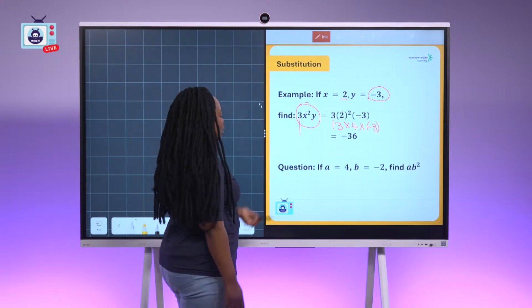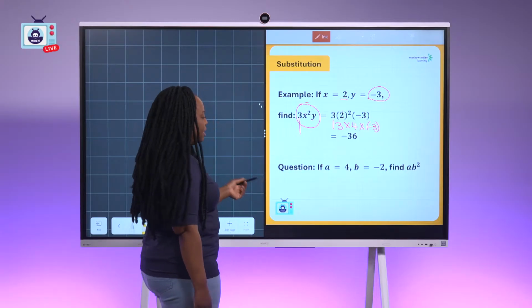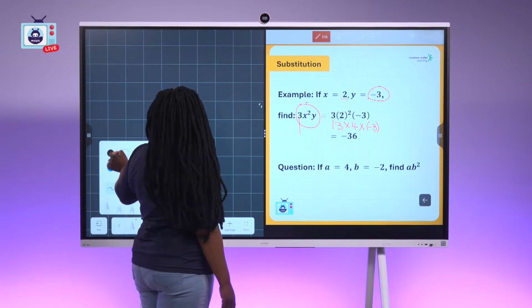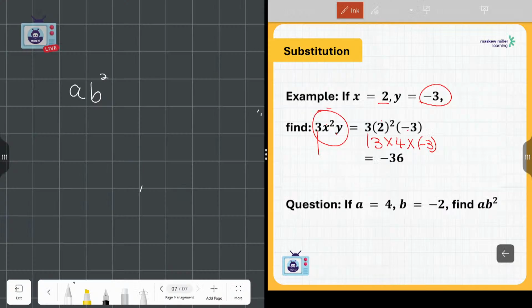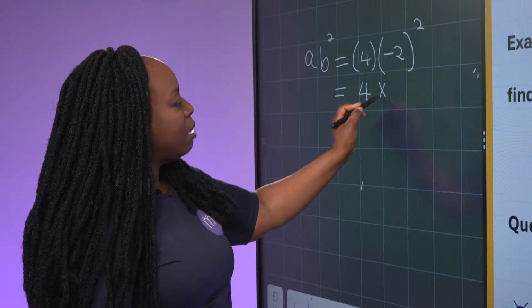Okay. So let's do this one together. We are given a similar question. Here they say find ab squared, given what? a equals 4 and b equals a negative 2. So what you need to do there is just to substitute the a and the b. So let's do it. Our a is 4, and our b is a negative 2. Then we square that. That will be 4 multiplied by 4.